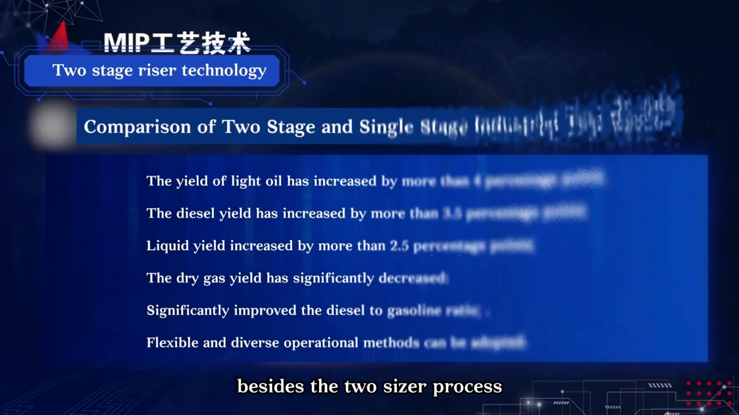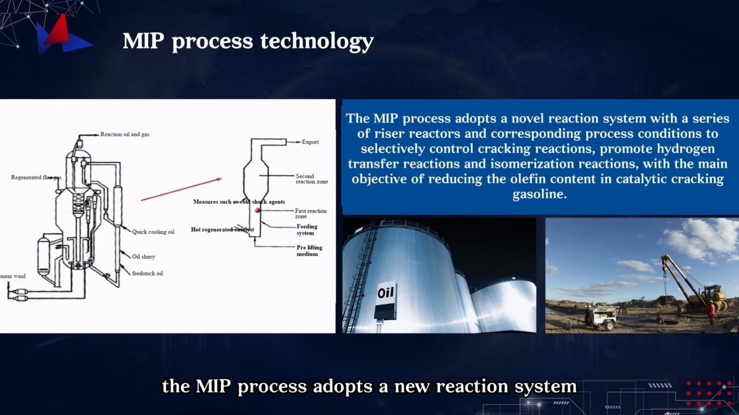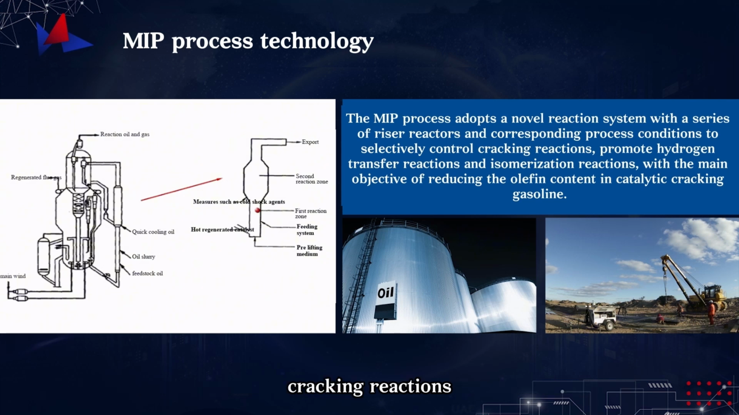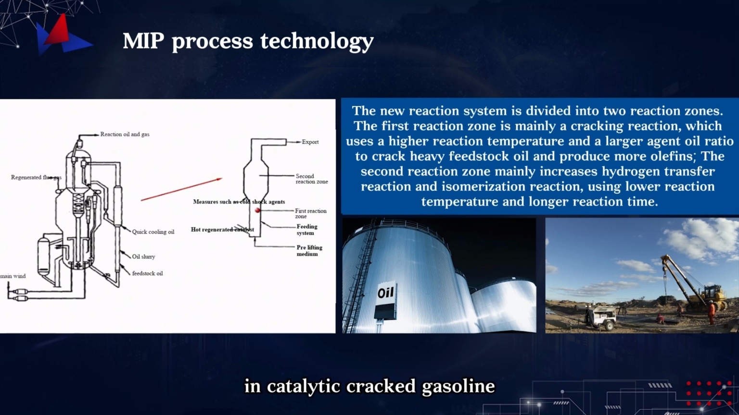Besides the two-riser process, we will now learn about the MIP process. The MIP process adopts a new reaction system with a series riser reactor form and corresponding process conditions to selectively control cracking reactions and promote hydrogen transfer reactions and isomerization. The main purpose of these two reactors is to reduce the olefin content in catalytic cracked gasoline.